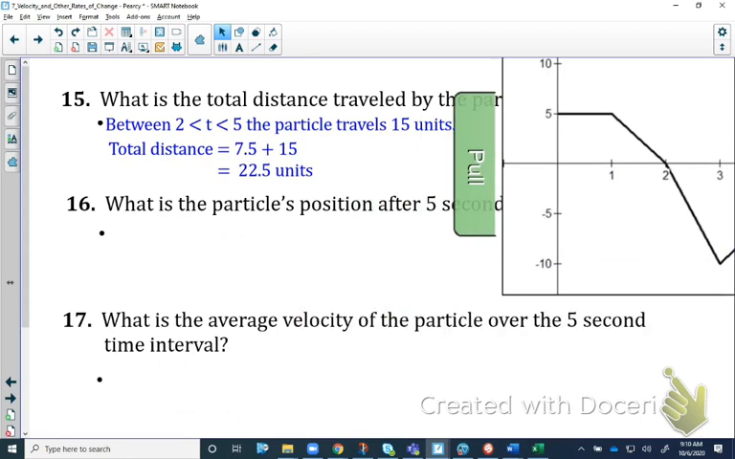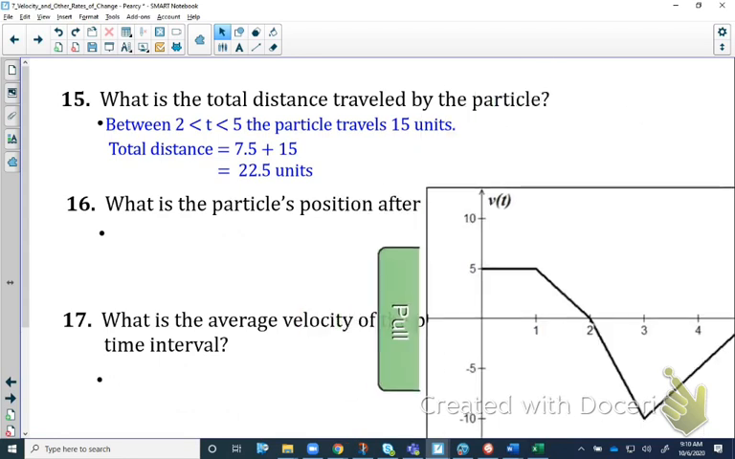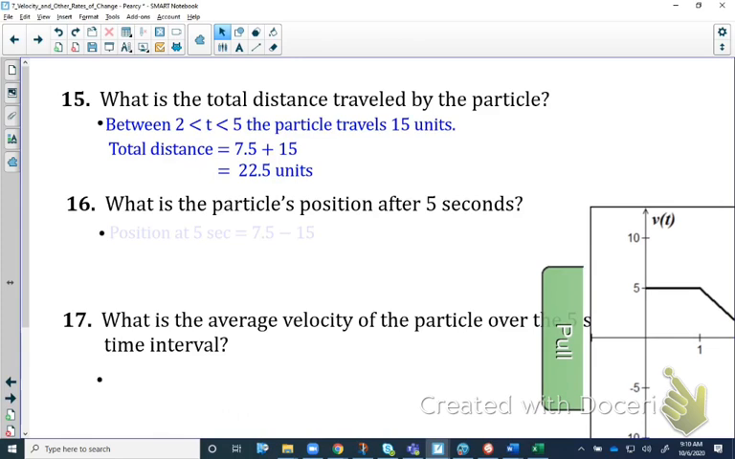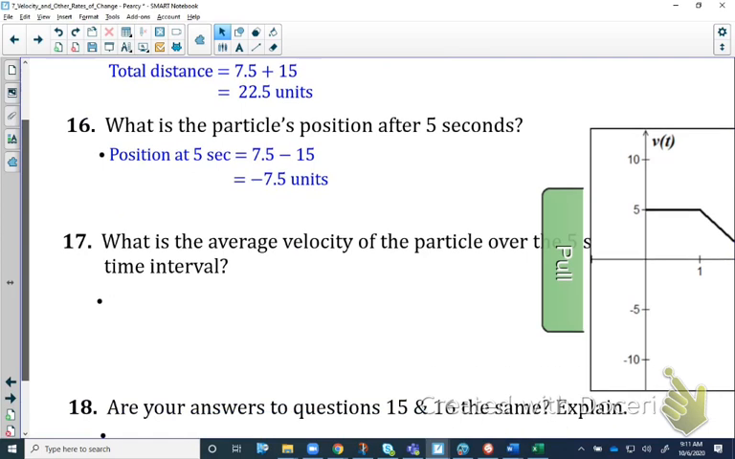Okay. Now the next one is talking about what's the particle's position after those 5 seconds. Well, the position in this case is going to be the difference between the motion to the right and to the left. This is what we would think of typically as a displacement. Where is it? It might have moved a total of 22.5 units, but in relation to where it started, this is where we take the difference between the left and right motion, or the up and down motion. So it's negative 7.5 units, to the left of where it started when it stops.